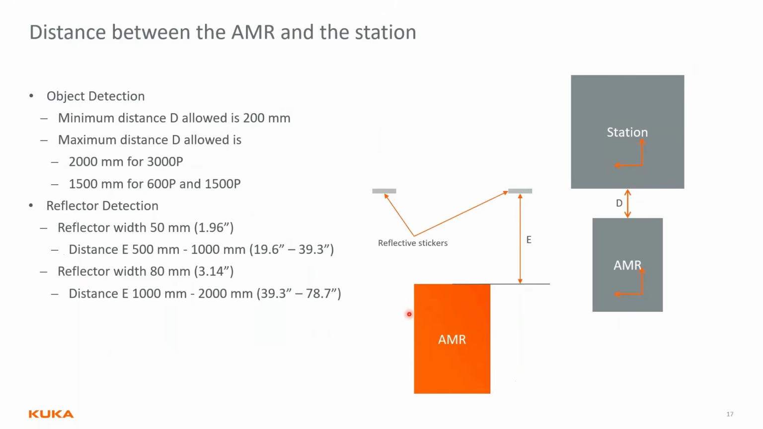For docking into these stations, you want to also follow the minimum distance and maximum distance. This is how far your AMR is from the station before it goes into the station. Basically just some numbers here, and they're different if you're doing object detection or reflector detection. You want to always account for this.